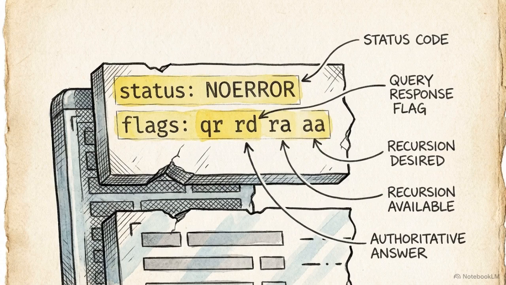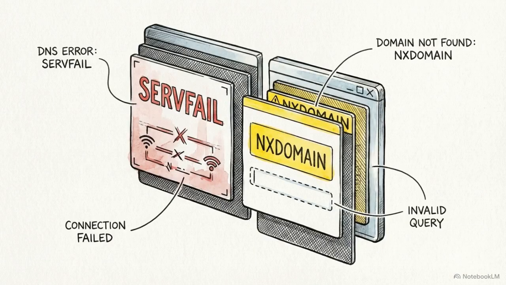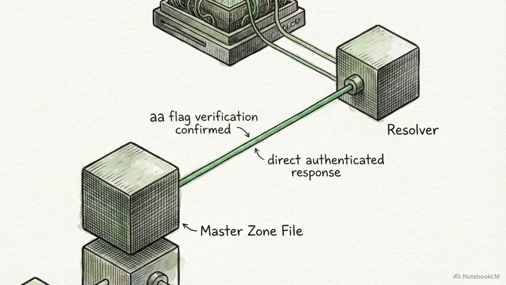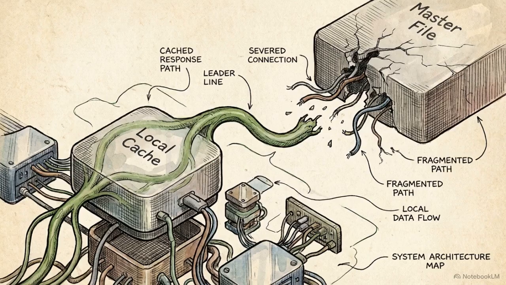The header section of the dig output contains metadata and status codes that describe the results of the query. A SERVFAIL status often points to a breakdown in communication with upstream servers, while an NXDOMAIN response confirms that the domain name does not exist. The AA flag, which stands for Authoritative Answer, proves the response came directly from the master records and not from a cached copy. If the AA flag is missing, the answer was provided by a Recursive Resolver's cache.